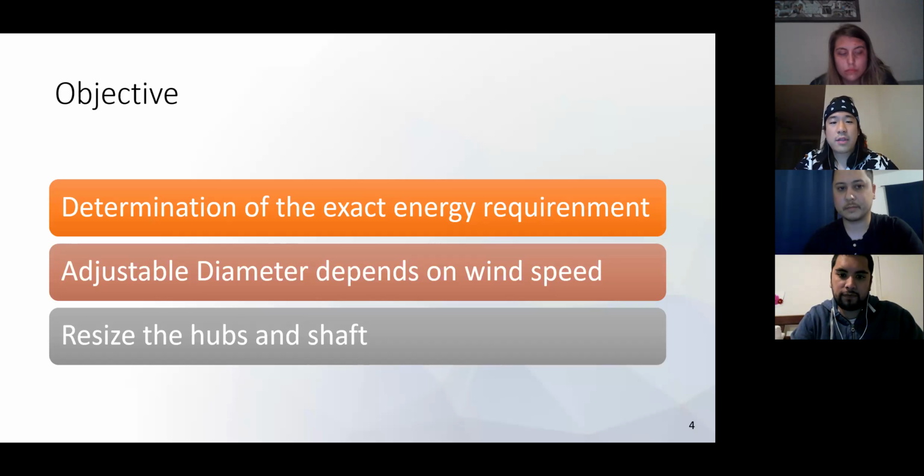The objective of this project is very straightforward. First, it is to determine the amount of energy that is necessary to meet required standards and size the system to the specifications. Then create an adjustable diameter that can change with different wind speed and angle. After that, we ensure the hubs and shaft can support the structure and loads, and also figure out a method to increase the life of the shaft and bearings.